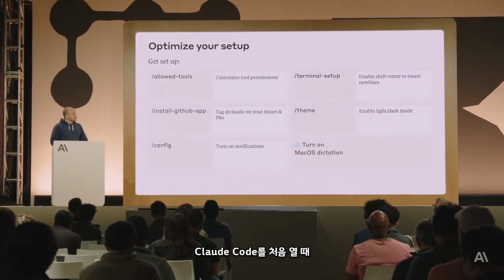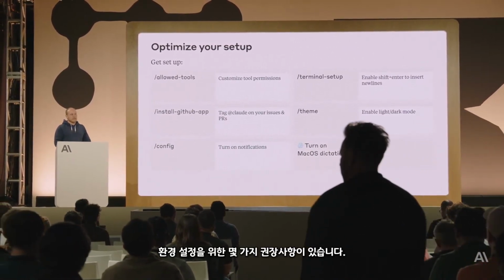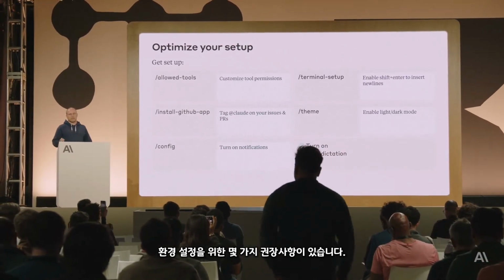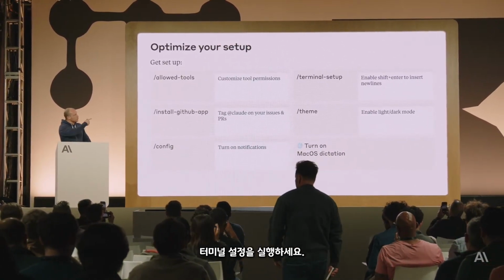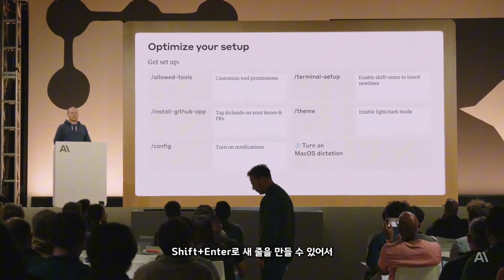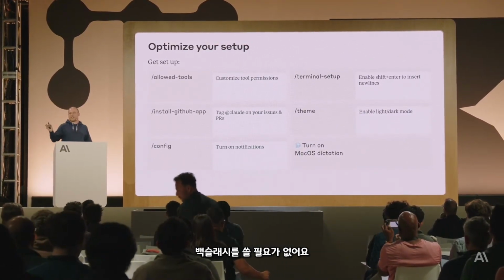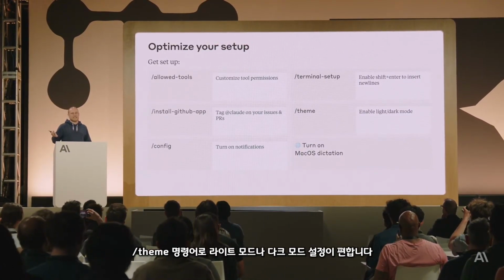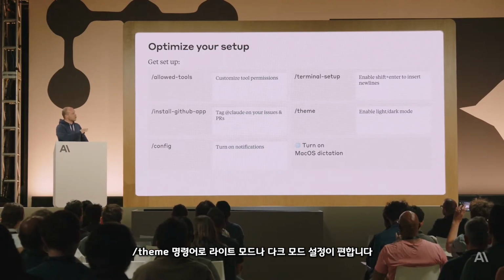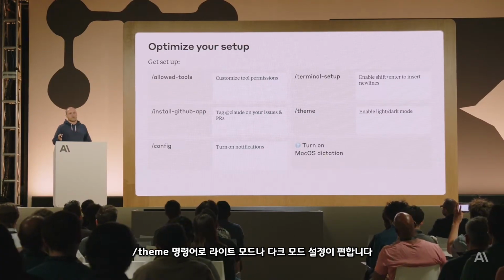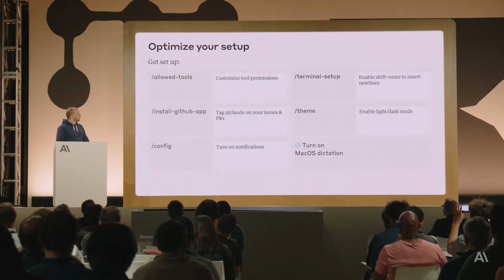As you open up Claude Code for the first time, there's a few things that we recommend doing to get your environment set up. And these are pretty straightforward. So run terminal setup. This will give you Shift-Enter for new lines, so you don't have to do backslashes to enter new lines. It makes it a little bit nicer to use. Do /theme to set light mode or dark mode or Daltonized themes.